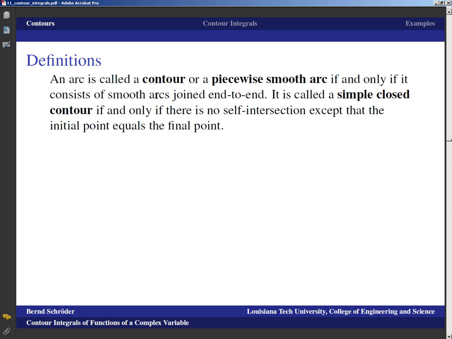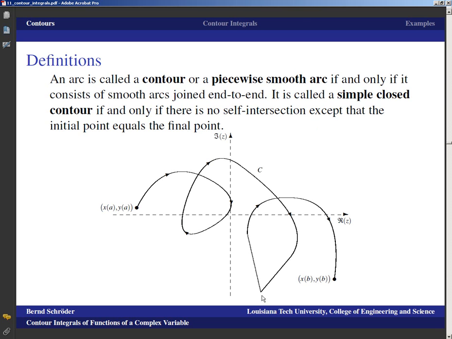An arc is called a contour or a piecewise smooth arc if and only if it consists of smooth arcs joined end to end, and it's called a simple closed contour if and only if there is no self-intersection except that the initial point equals the final point. So this corner is okay for contours, and that's important because we ultimately will want to do contour integrals over squares and things like that, which means that corners have to be allowed somehow, and we do that by allowing the arc to be pieced together.